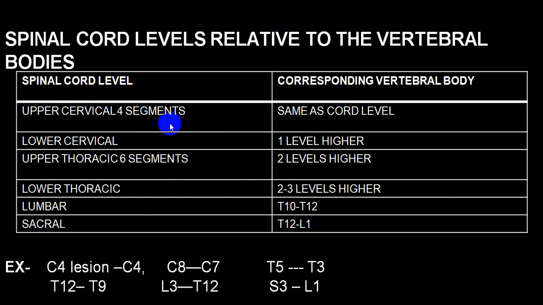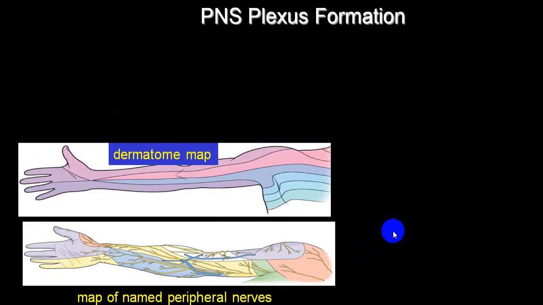So we have already said that upper cervical, same. Lower cervical, add 1. Upper thoracic, add 2. Lower thoracic, add from 2 to 3. That is, in the mid thoracic level, that is C7 to T10. And lower thoracic, you will have to add up to 5, between 3 to 5. And lumbar will almost correspond to T10 to T12, and sacral will correspond to T12 to L1. So that will be there.